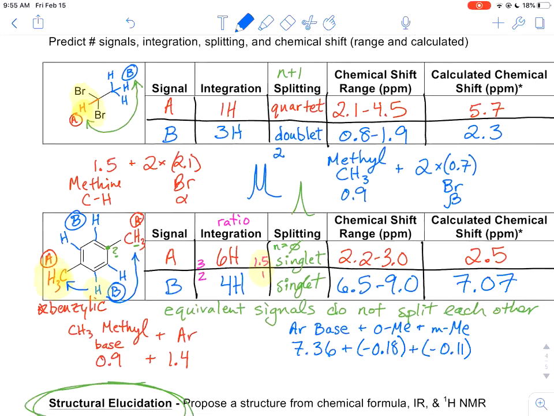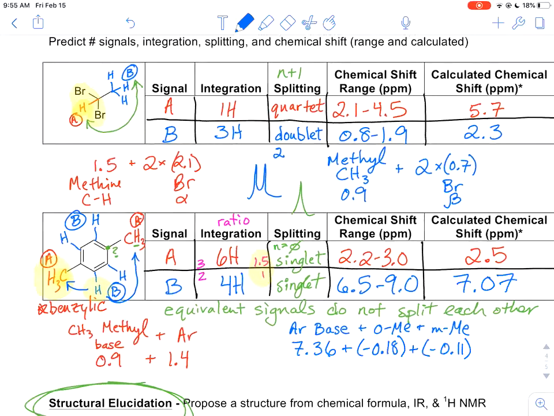Assuming I did all my math right, and I trust my calculator, this comes out to 7.07. So we're predicting what the spectrum would look like. We would have two singlets for para-xylene. One of them is centered at 2.5 and the other is centered at 7. And those are two relatively simple examples for predicting the number of signals, integration, splitting, and chemical shifts given the actual structure of a compound.